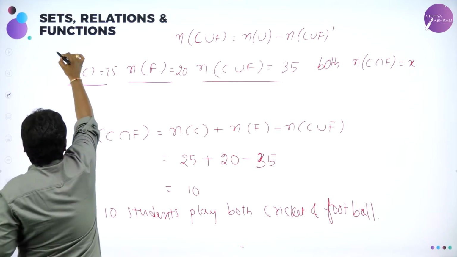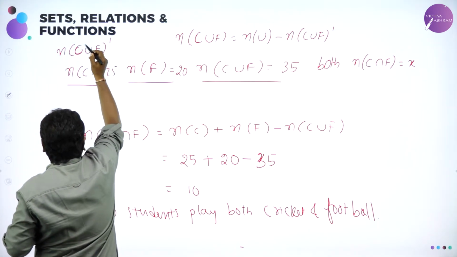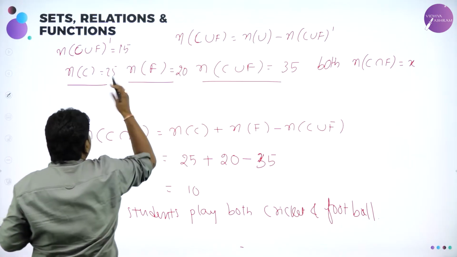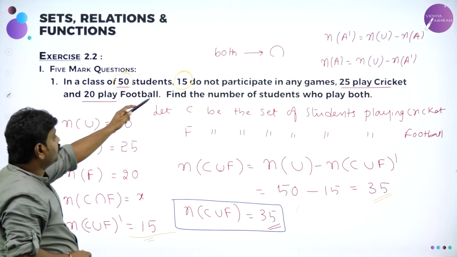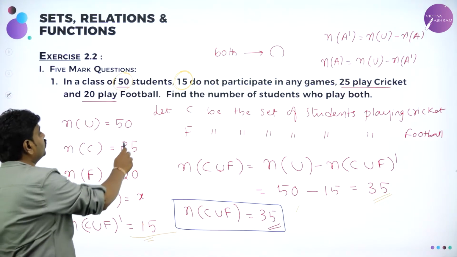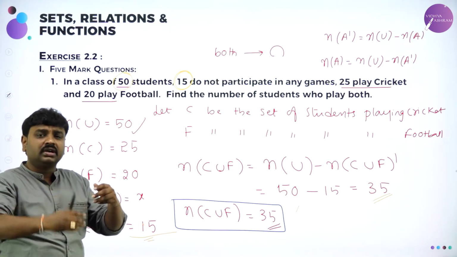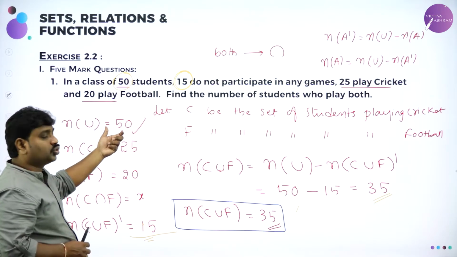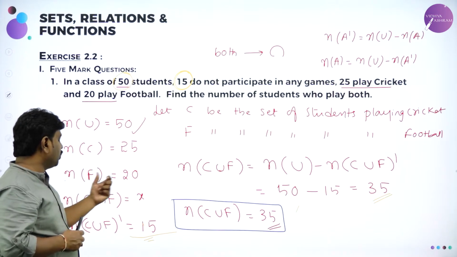So in the given list, C union F dash was given. C union F dash is how much? We can call it 15. 15 students do not play anything, they gave. So if you refer to this slide, 15 do not play means the complement. The total number of students we call the universal set. I told you what a universal set is: the set containing all the sets as subsets in the context. So universal set means the total number of elements is 50, the total number of students; cricket players 25, football players 20.